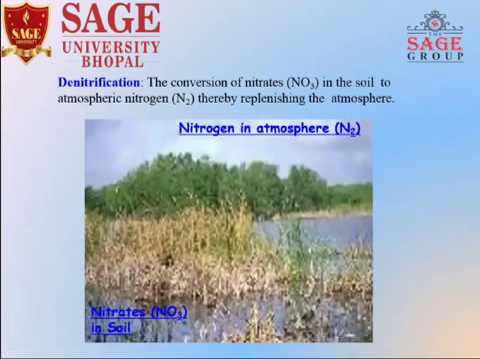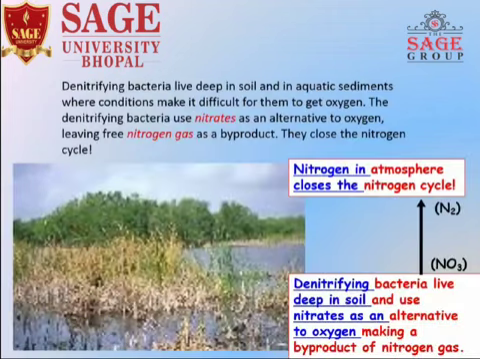The fourth step is denitrification. In this step, the nitrogen in the soil is converted back to atmospheric nitrogen, thereby replenishing the atmosphere. NO3 is converted into N2, atmospheric nitrogen, so the atmosphere again regains the nitrogen. Denitrifying bacteria live deep in the soil and in aquatic sediments, where conditions make it difficult to get oxygen. These bacteria use nitrates as an alternative to oxygen, leaving free nitrogen gas as a byproduct. They close the nitrogen cycle, and nitrogen is returned back into the atmosphere.